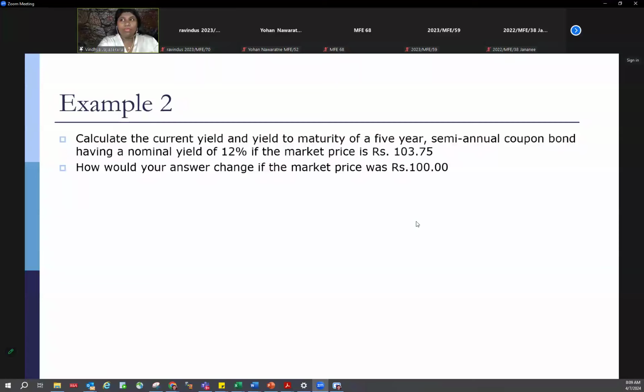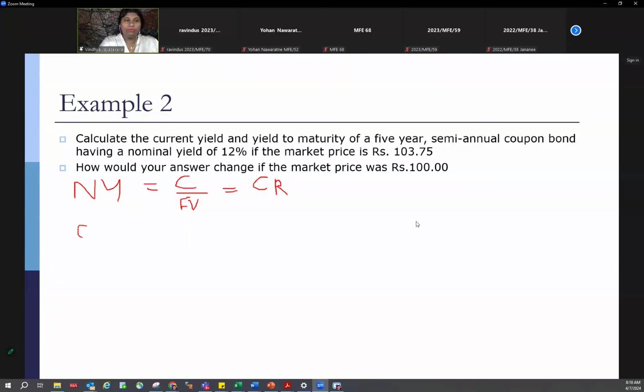Yesterday we started on the different types of yields that were available, right? And we spoke about three different types of yields: nominal yield, current yield, and yield to maturity. When we talked about nominal yield, we essentially said that nominal yield was your coupon for the year as a percentage of your face value, which in other terms is equal to your coupon rate.